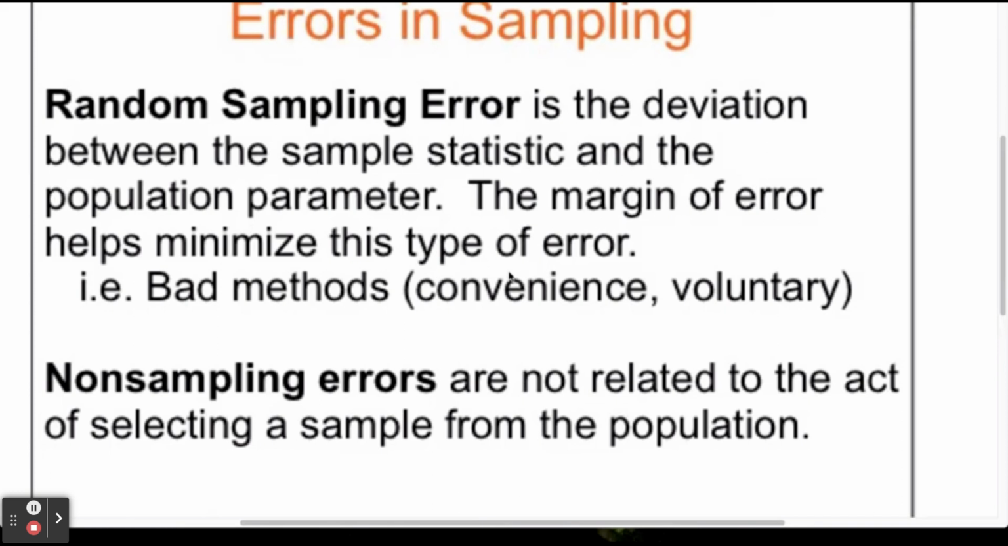An example of that would be the bad methods that we had talked about in 6.1, like a convenient sample, only sampling the people that are right around you, or a voluntary sample, where again that can create a little bit of bias, because if you have a voluntary sample, you're likely only going to hear from the most passionate people. Okay, so those are examples of random sampling errors.